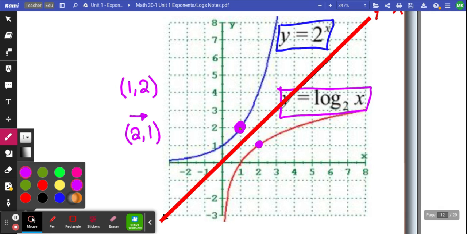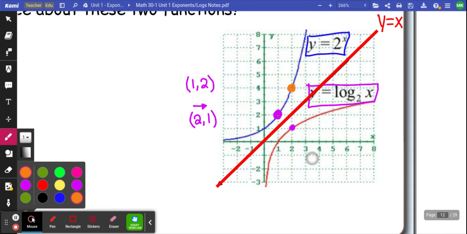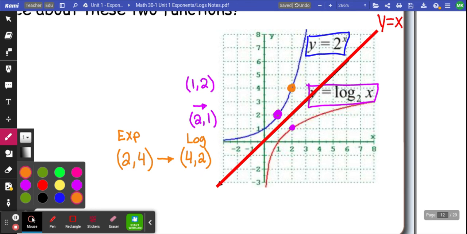Take another point. Take this guy right here. That is on the exponential graph. That point is (2, 4) on the exponential graph. If I wanted to find it on the log graph, the x and the y would switch spots. And it would be at (4, 2). If you look at the log graph, there's (4, 2).